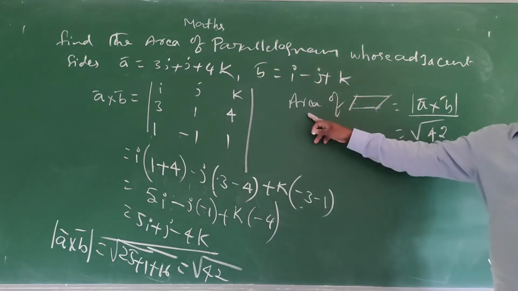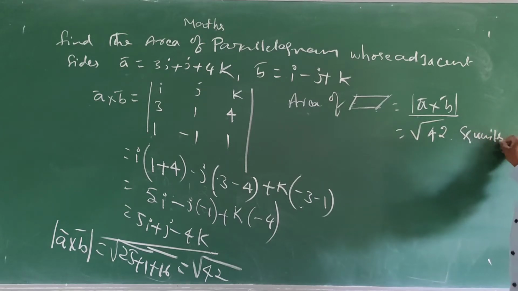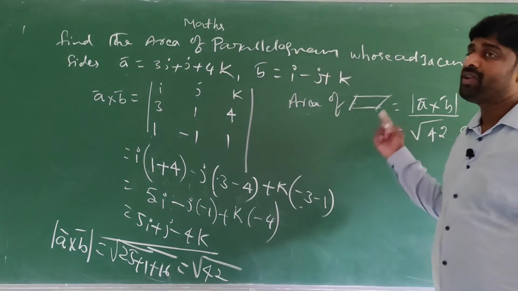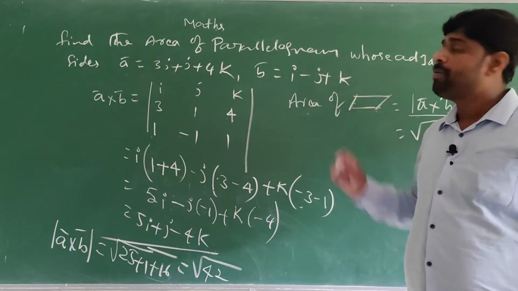When area comes, we have to put the SI unit, that is square units. Okay, this problem is very very important for 3 marks. So this is the solution for the area of a parallelogram.